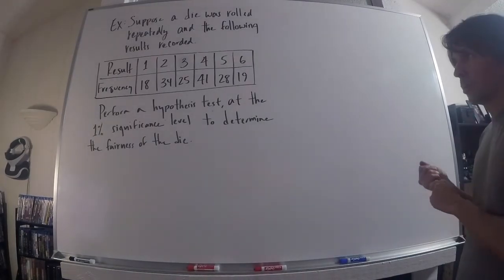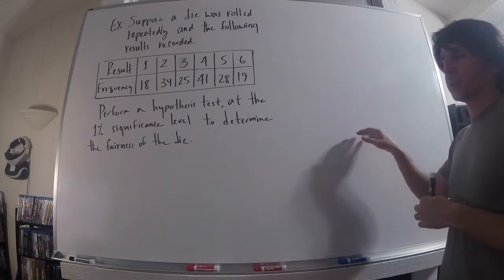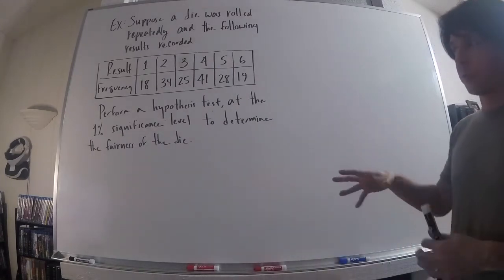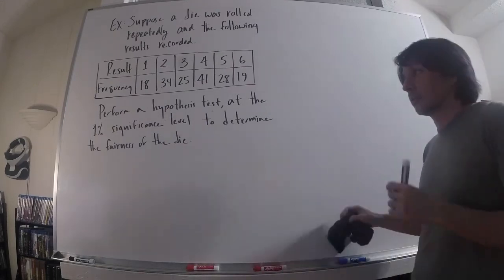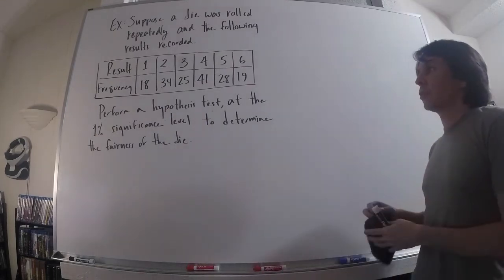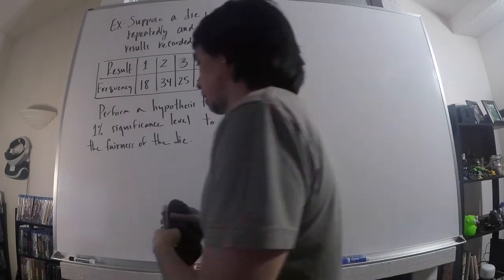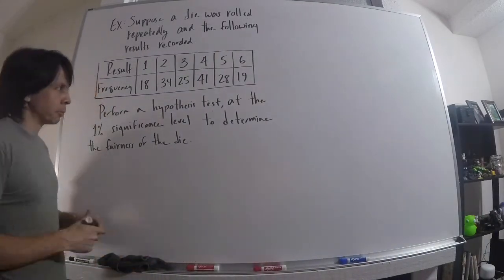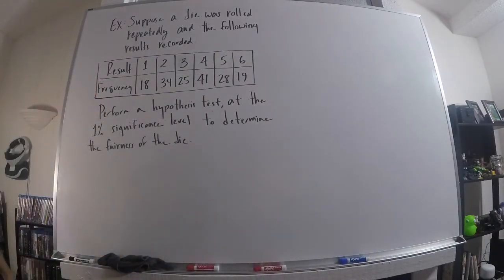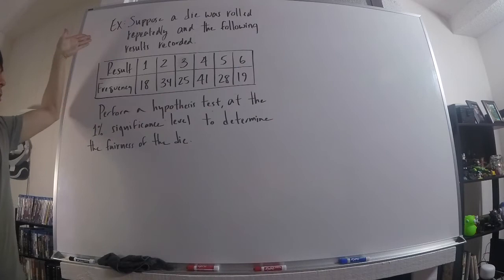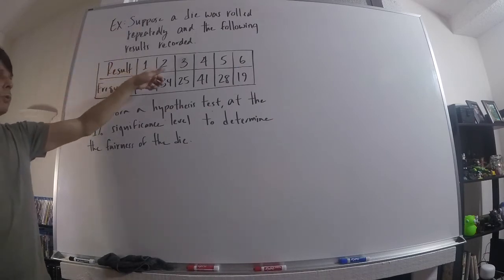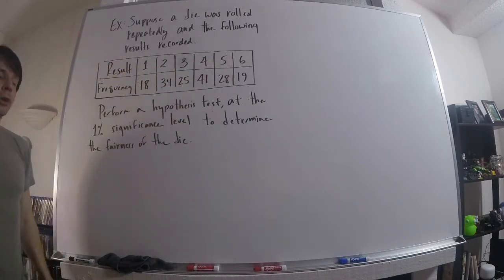Okay, so a common thing is what we did with ethnicities. You can do flavors of M&Ms in a bag and see if the proportions are as they claim. You can also test the fairness of a die with this test, and that's one of the common things. I had a lab based on you literally rolling a die and seeing, but here we'll just do a made-up one. Suppose a die was rolled repeatedly and the following results are recorded. These are results: rolling a 1, 2, 3, 4, 5, or 6 are your possible outcomes.